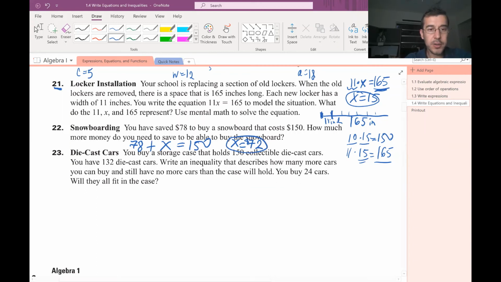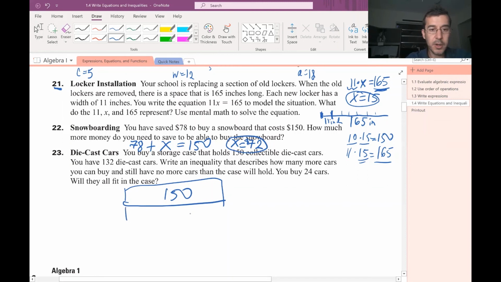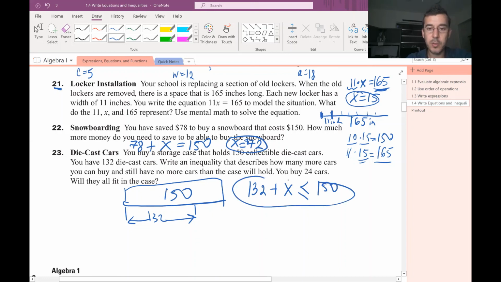Next one, die-cast cars. You buy a storage case that holds 150 collectible die-cast cars. You have 132 already. Write an inequality that describes how many more cars you can buy and still have no more cars than the case will hold. So the inequality would be 132 plus how much more to fill up 150. So you can't go more than 150. So it has to be less than or equal to 150 if you filled up the whole storage case. So that's the inequality here.